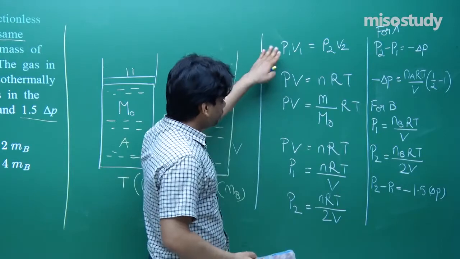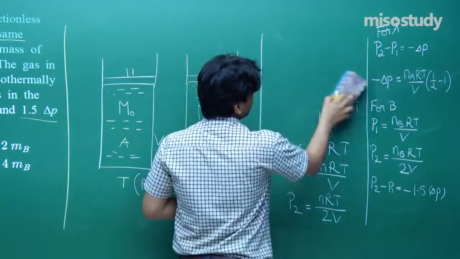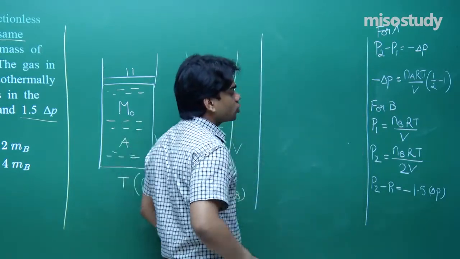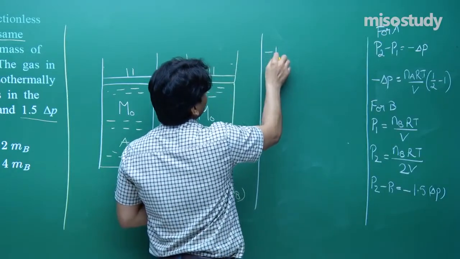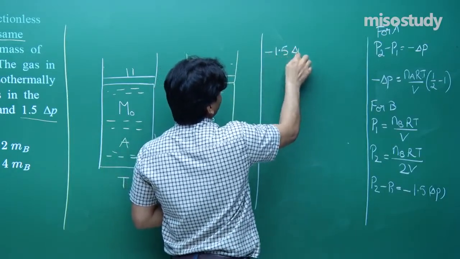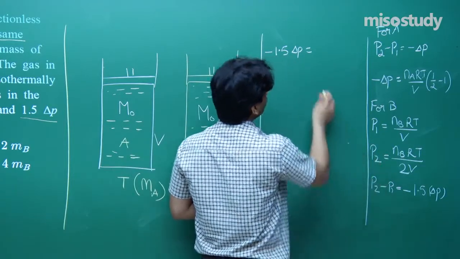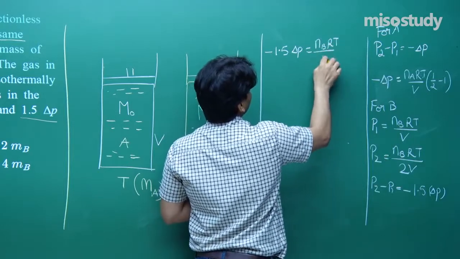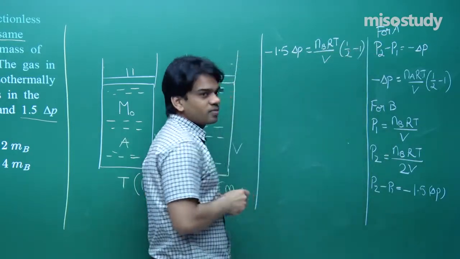Okay, what I do not need this part, let me rub this part, I hope that you would have taken down. Now P2 minus P1 equals minus 1.5 delta P, and if we use that, minus 1.5 delta P is equal to P2 minus P1, so nBRT by V, nBRT by V into 1 by 2 minus 1, we can use this.